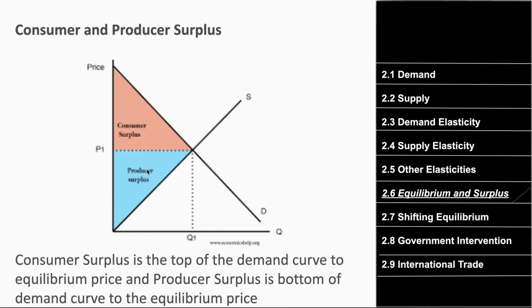We have to cover different types of surpluses. There are two different types of surpluses, a consumer surplus and a producer surplus. Remember that the demand curve just shows the maximum amount of money people are willing to pay for a product. This is the maximum amount. Anything above that, people are not willing to pay.